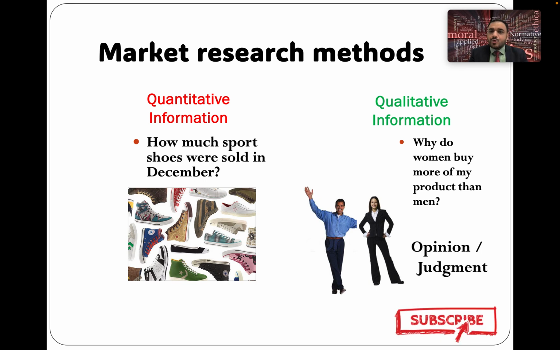Qualitative information is, for example, why do women buy more of my product than men? So here is a judgment or opinion. Qualitative is, for example, they like the quality, maybe the product attracts them more. Any opinion or judgment you make is qualitative information. Quantitative is when you talk about how many units you are selling in different periods of time or to different people.